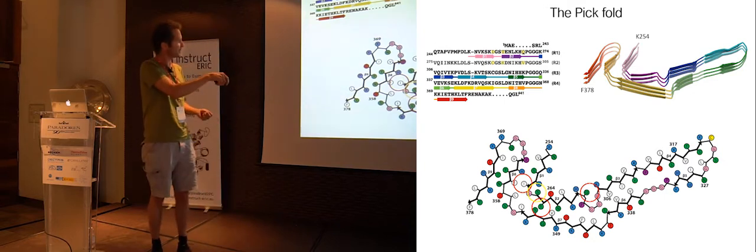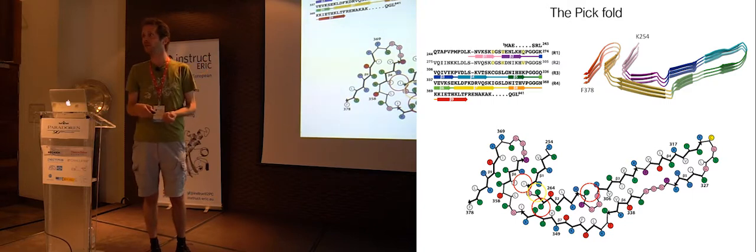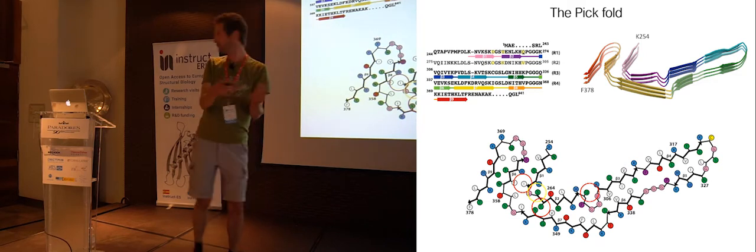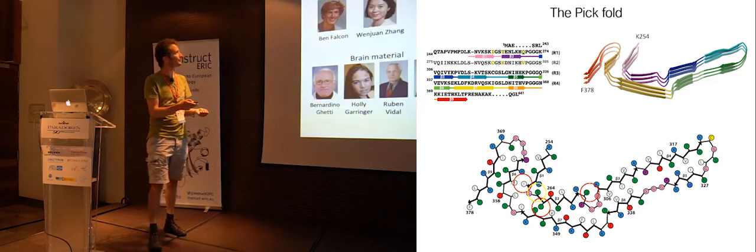So there's no way that can happen. And there will be a steric clash of this threonine, which would become a lysine, really banging into the serine here. So that kind of explains why in Pick's disease you only incorporate three repeat isoforms.